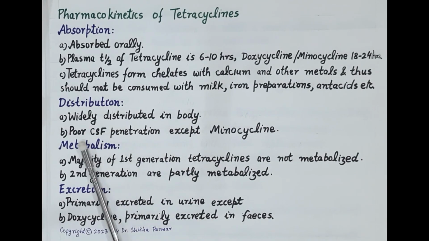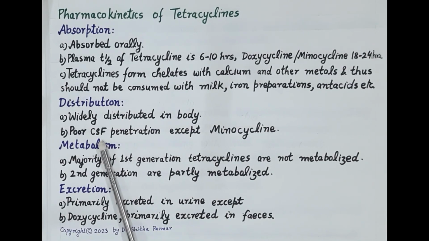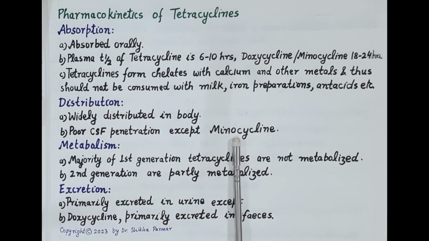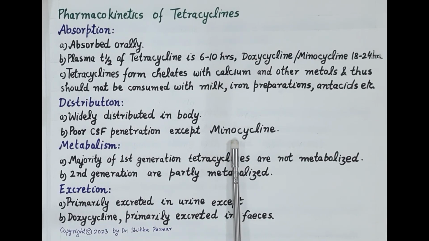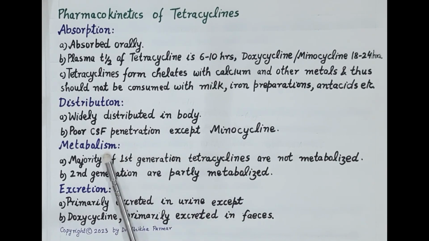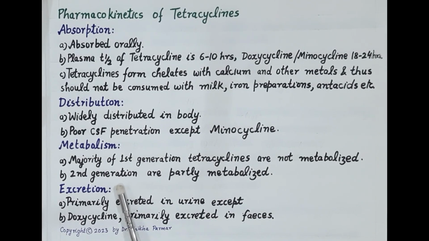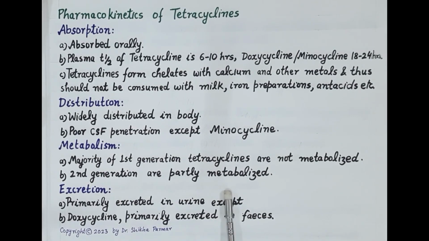Now, tetracyclines show poor penetration in the cerebrospinal fluid. But very important, minocycline. Minocycline is the most lipophilic drug. It penetrates cerebrospinal fluid in therapeutic concentration, and therefore it is used in the eradication of meningococcal carrier state. Then metabolism. Majority of first generation tetracyclines are not metabolized, while second generation, that is doxycycline, minocycline, are partly metabolized.